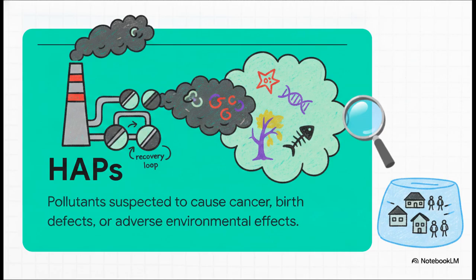Then we get to HAPs, hazardous air pollutants. The definition here is pretty sobering, but it's absolutely vital to understand. These are pollutants that are known or strongly suspected to cause cancer, reproductive effects, birth defects, or severe adverse environmental effects. Because of the sheer severity of those health risks, ensuring that HAPs are successfully captured within the pulping chemical recovery loop rather than just being released into the community is absolutely, literally critical.